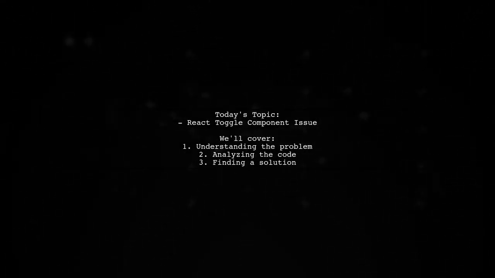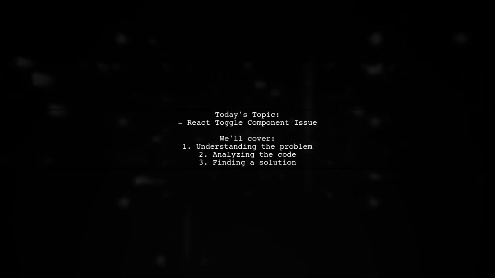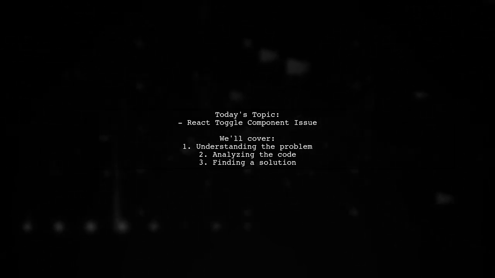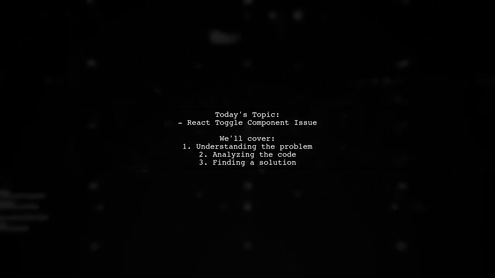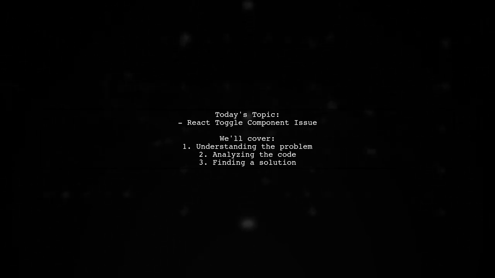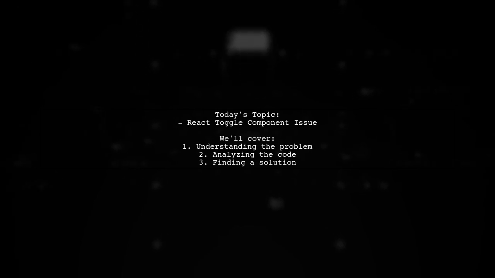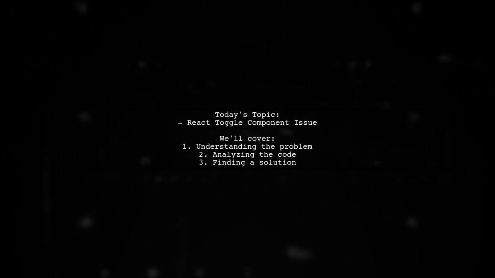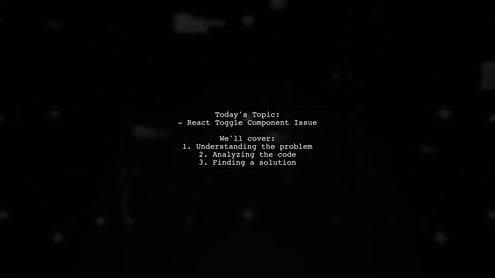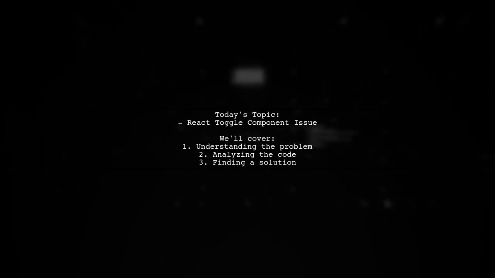Today, we're tackling a common issue that many developers encounter when working with Toggle components. Our viewer has a question about a simple code snippet where pressing a toggle button should show or hide a child component, but it's not working as expected. Let's dive into the details and see how we can solve this problem together.